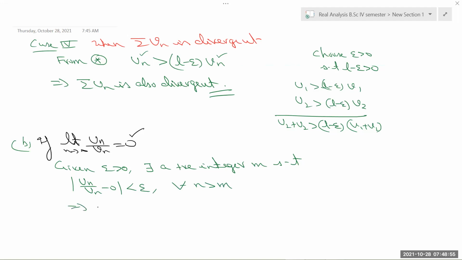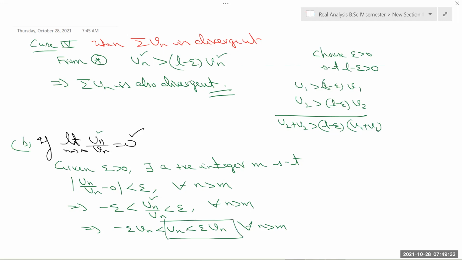So if we expand it, this will be minus epsilon less than un upon vn. Each of the term is positive. un is positive here, so the ratio is going to be positive for every n greater than m. So from here I can write that un, because I need to show comparison between un and vn. So okay, let me write here minus epsilon times vn is less than un is less than epsilon times vn for every n greater than m. Now look at this one.